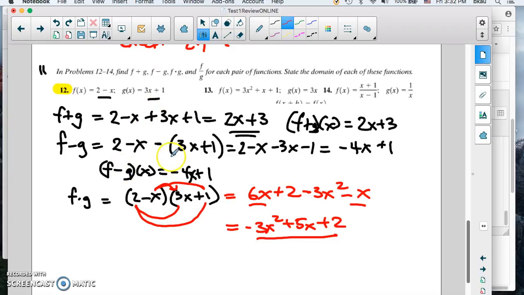Now the last one here is f divided by g, and I think I'm going to have to run into the next one because I'm running out of time. So we'll start there on the next one.